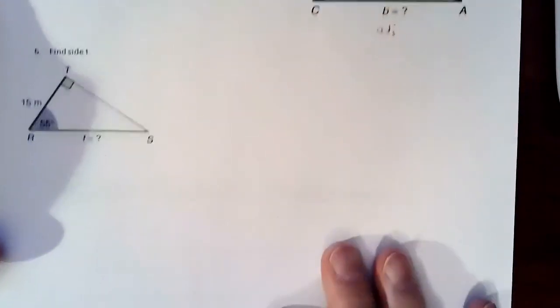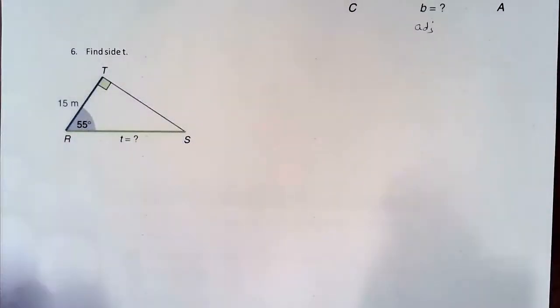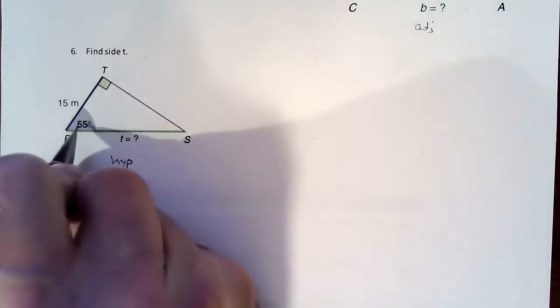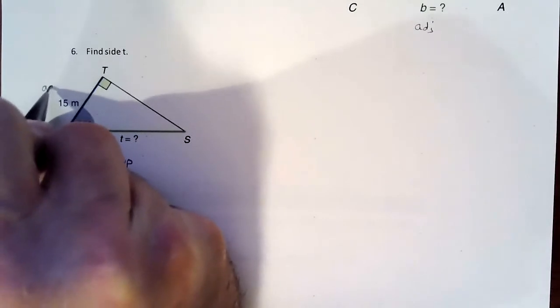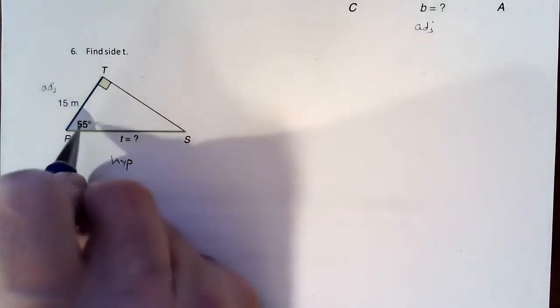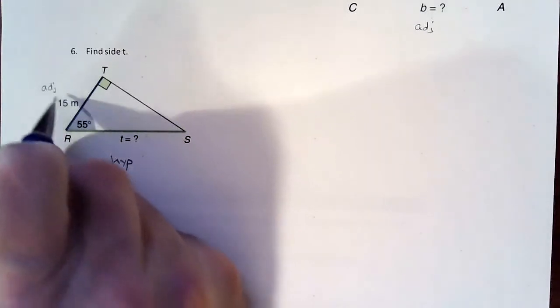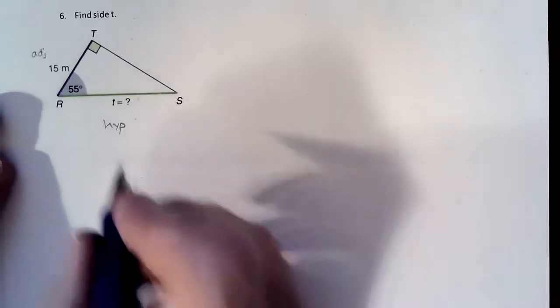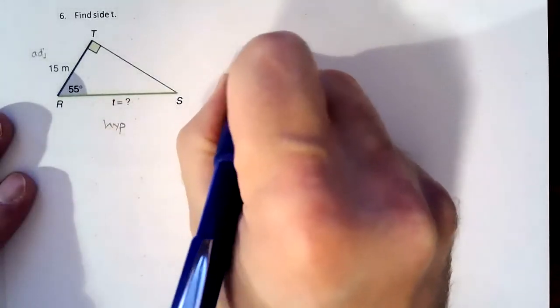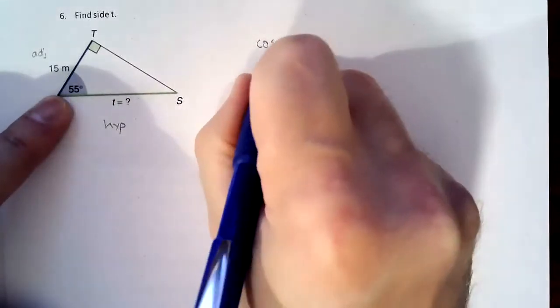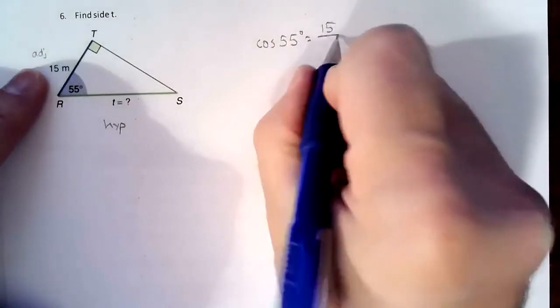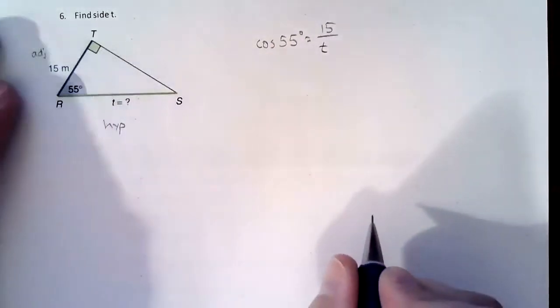All right, and then the last one. So they try to rotate the picture on us. This is the hypotenuse that's across from here. This is the side that's next to it, so that's your adjacent side. So we're still looking at, here's our angle, here's the adjacent, here's the hypotenuse. So we're still looking at a cosine because of the adjacent and hypotenuse. So we would set it up with cosine of 55 degrees is going to equal our adjacent, which we know to be 15, and the hypotenuse we don't know, so we'll leave it as t.